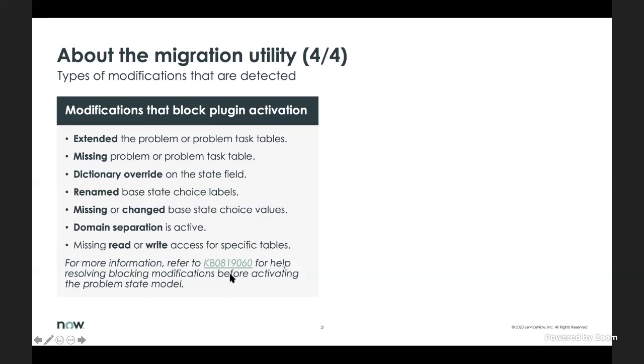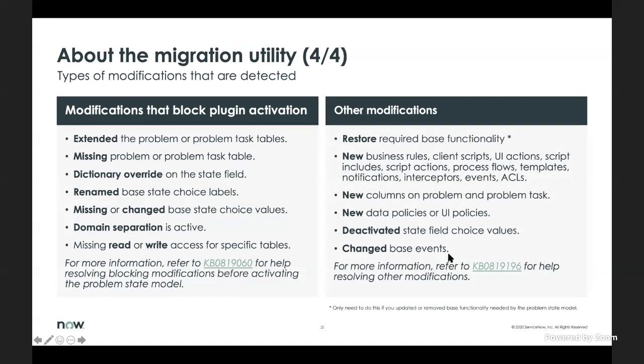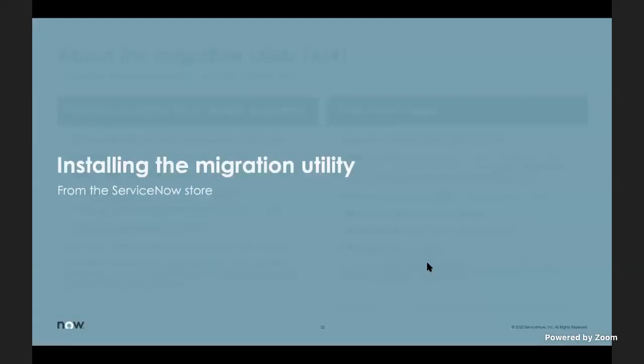But we'll provide links, and there's also a blog that we can share out at the end of this as well, where we've got some KB articles that detail all of these things and what you need to do for each of them to actually resolve them. And the same for the other types of modification. We've got 2 different KBs for these things. So we basically describe all the things that we detect and how you need to resolve those different things. And again, these are linked from the utility as well.